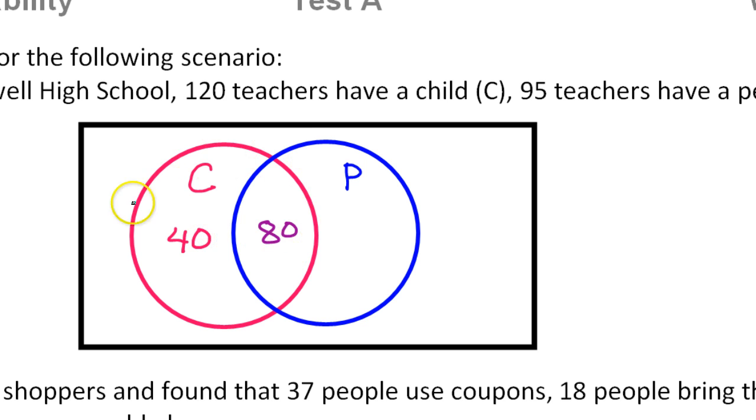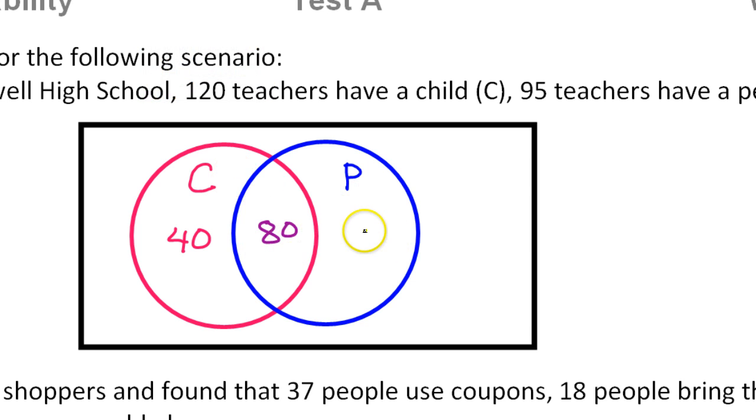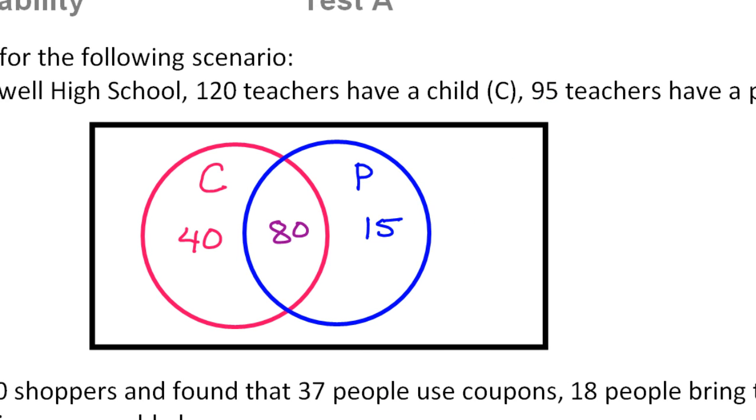So again, notice 120 teachers have a child. So these two numbers together add up to the 120. Now, 95 teachers have a pet. Well, 80 of them are already right here. So how many does that leave for the pet-only crowd? 15. Right? Because 80 plus 15 would be 95. So there you go. Now, how many total teachers are there?